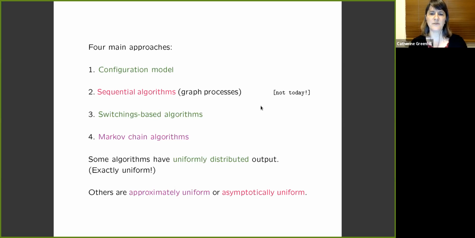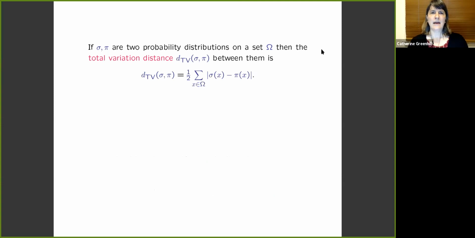Okay, and this is the one that unfortunately I won't get time to talk about today. Now, the stuff on this slide you don't really have to absorb in full. This is just telling you how I'm measuring my distance from uniform. A metric on the set of all probability distributions on a finite set omega is the total variation distance, which is a half of the 1 norm. That's a convenient metric to use.